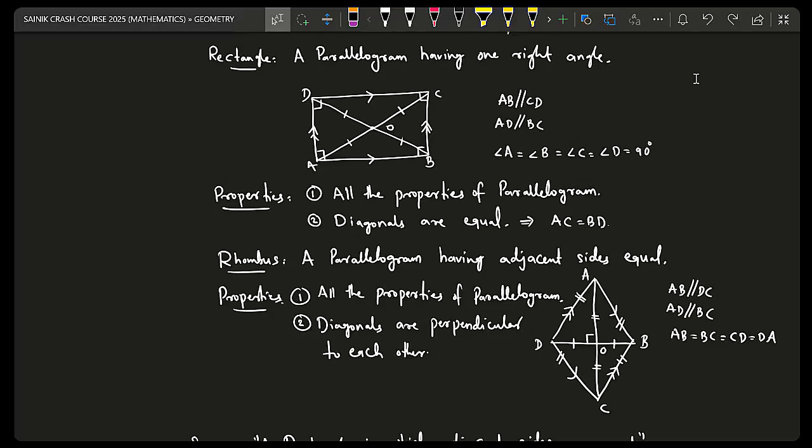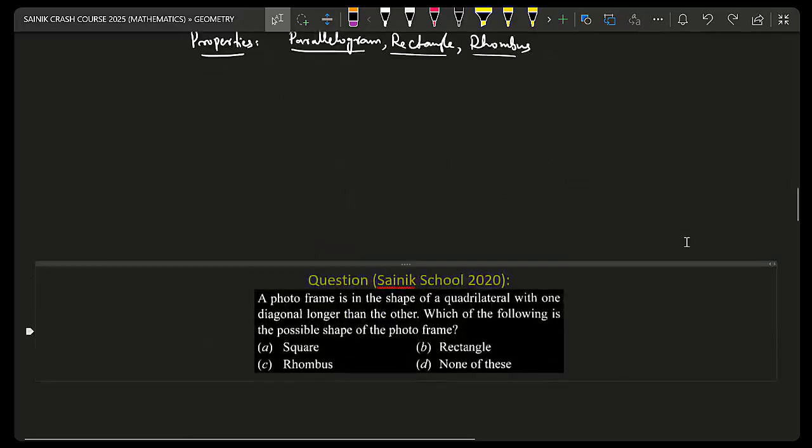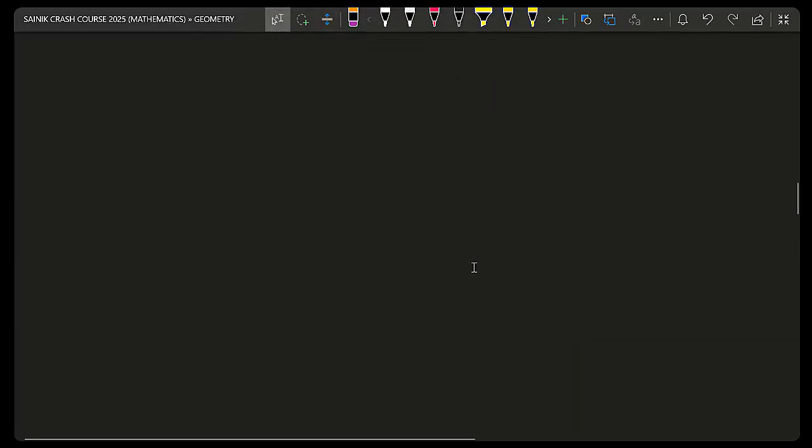In that we have an extra property that diagonals are at right angle to each other. That means the angle between diagonals is going to be 90 degrees. So after square, some special types of quadrilaterals that we are going to discuss. Like in trapezium, there is a special type called isosceles trapezium.